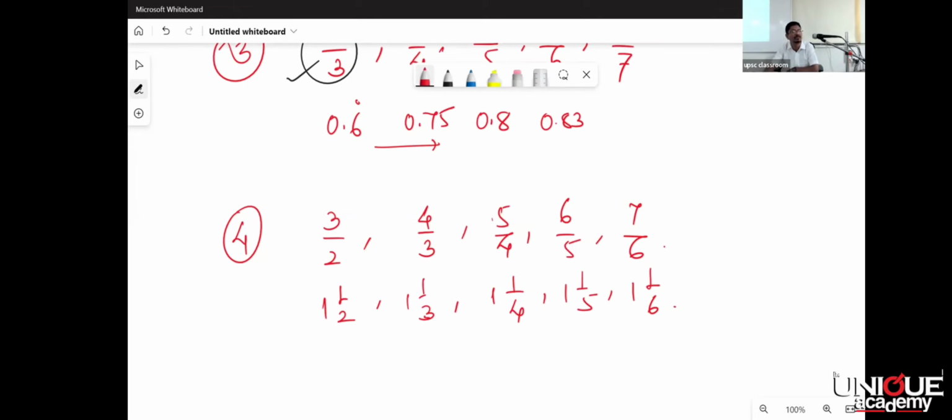And because of that, 1 by 2, 1 by 3, 1 by 4, 1 by 5, and 1 by 6, all are with a common numerator. So the fraction with the greatest denominator is the smallest. Is it clear? And because of that, 1 by 6, that is 7 by 6, is the smallest fraction. Is it clear? Okay.